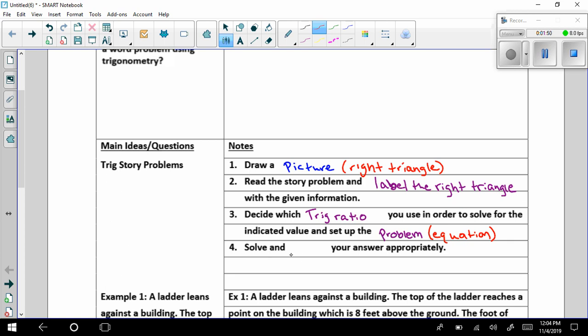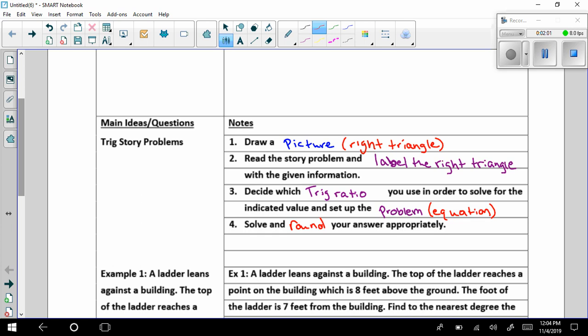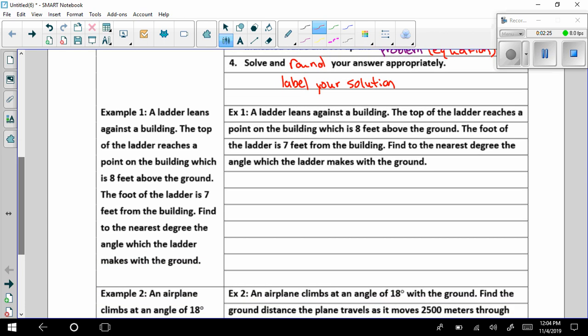All right, solve and round your answer appropriately. Okay, so make sure you read the directions as to what to round it to, and make sure your answer makes sense within the context of the problem. Also label your solution. So feet, centimeters, degrees, whatever it is that you're trying to solve for, make sure you label it appropriately.